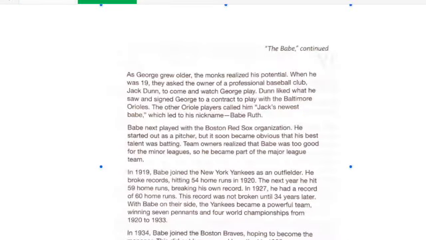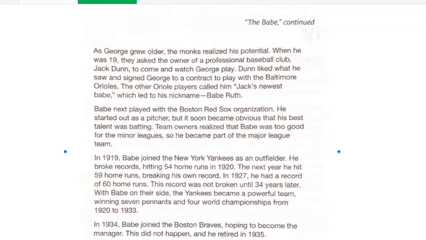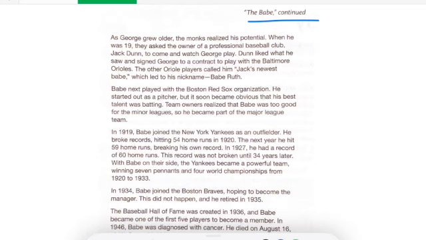All right, so then the Babe continued. He says the Babe continued up here. Get my pen tool out here. The Babe continued right there. As George grew older, the monks realized his potential. When he was 19, they asked the owner of a professional baseball club, Jack Dunn, to come and watch George play. Dunn liked what he saw and signed George to a contract to play with the Baltimore Orioles.